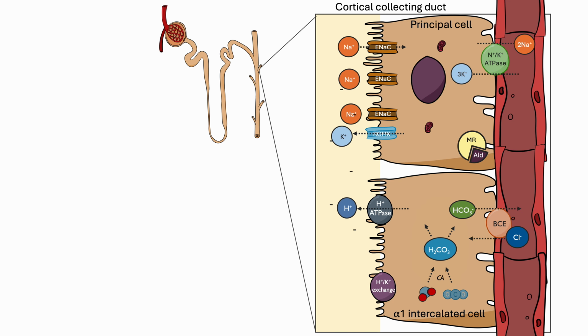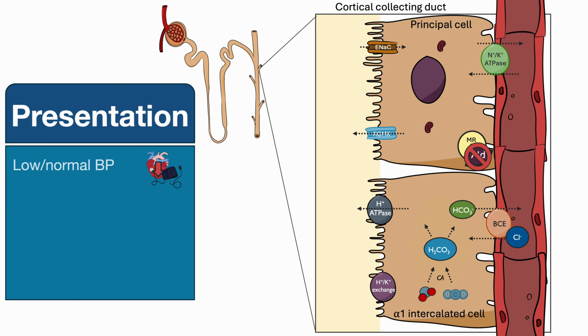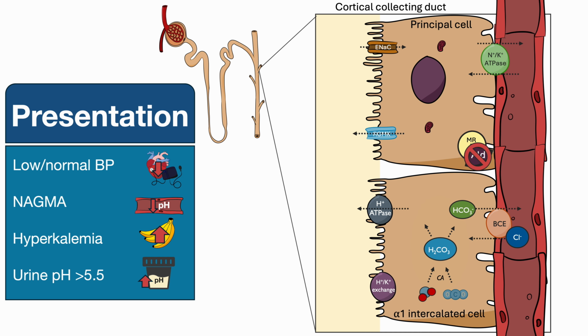Without aldosterone to activate the mineralocorticoid receptor, the aforementioned processes cannot occur, which results in the presentation of a type 4 distal RTA, which includes a low normal blood pressure, a non-anion gap metabolic acidosis, hyperkalemia, and a urinary pH greater than 5.5.